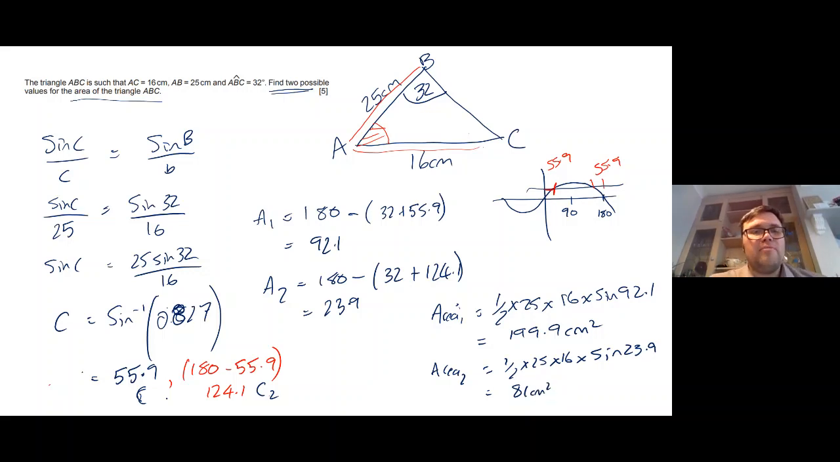So that would be a 5 marker. I would probably say you're going to be using 2 marks to work out the 55.9, a third mark for 124.1, and then I would say each of the correct areas would be 1 mark each. There's quite a lot of work to do at the start of this, and then obviously the reward will come when you get the 2 marks at the end.